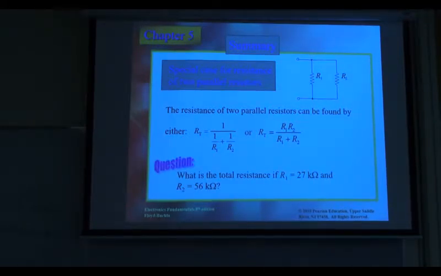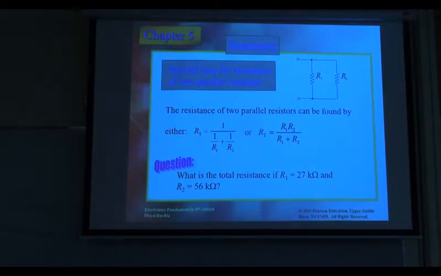Now we calculate this one. What is the total resistance? We make sure we are good. The total resistance of 27K and 56K. Can you do that? Yes. Or you can just tell me how to do this.